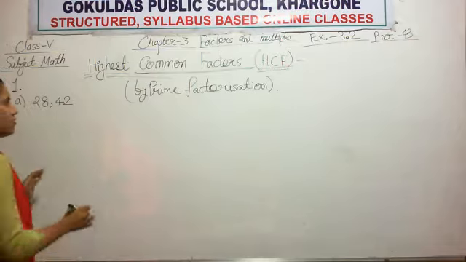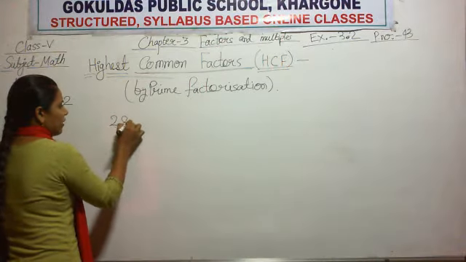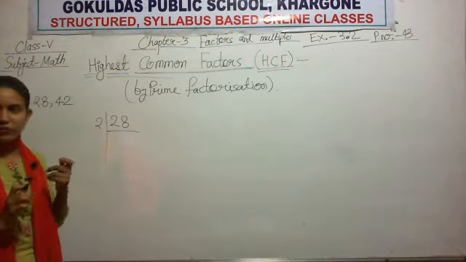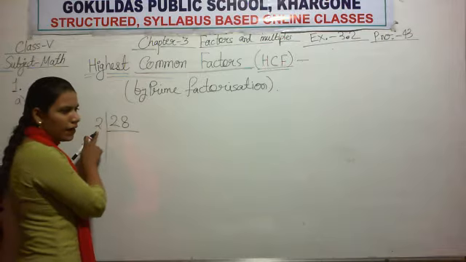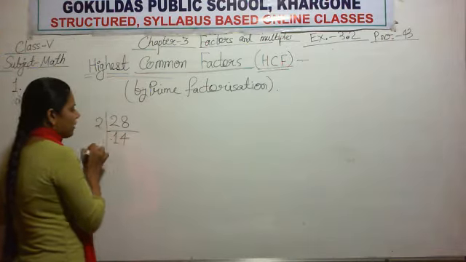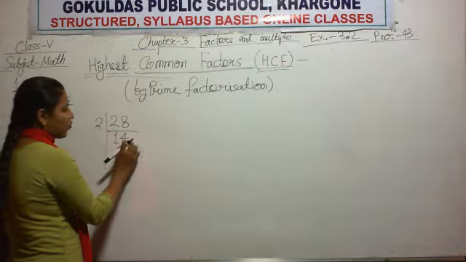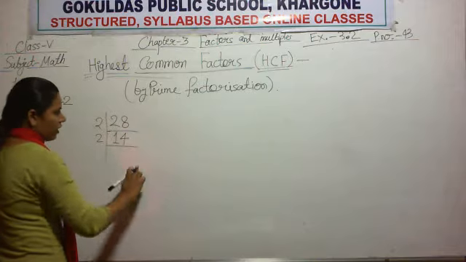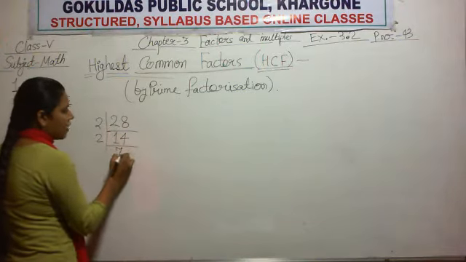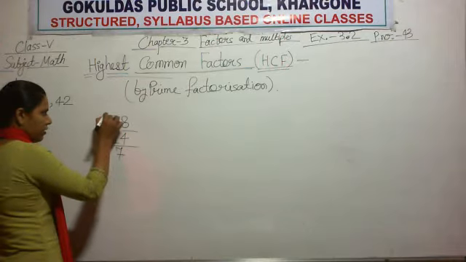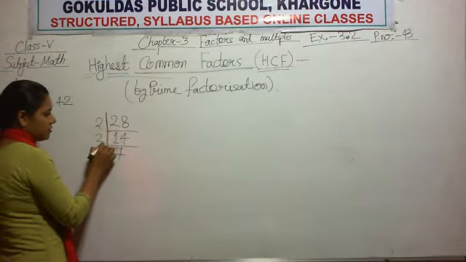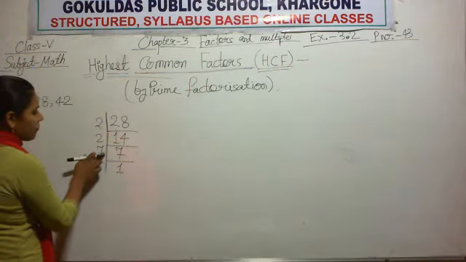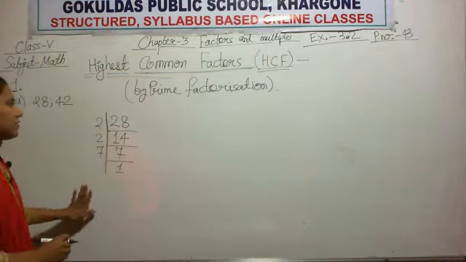We have two numbers. First one is 28. So let us factorize it first. As 28 is an even number, we can divide it by 2. 2 ones are 2, 2 fours are 8. Now your new number is 14, which is an even number, so you can divide it by 2. 2 sevens are 14. Now the next number you have to choose is 7. 7 ones are 7. So this is how you perform the prime factorization.